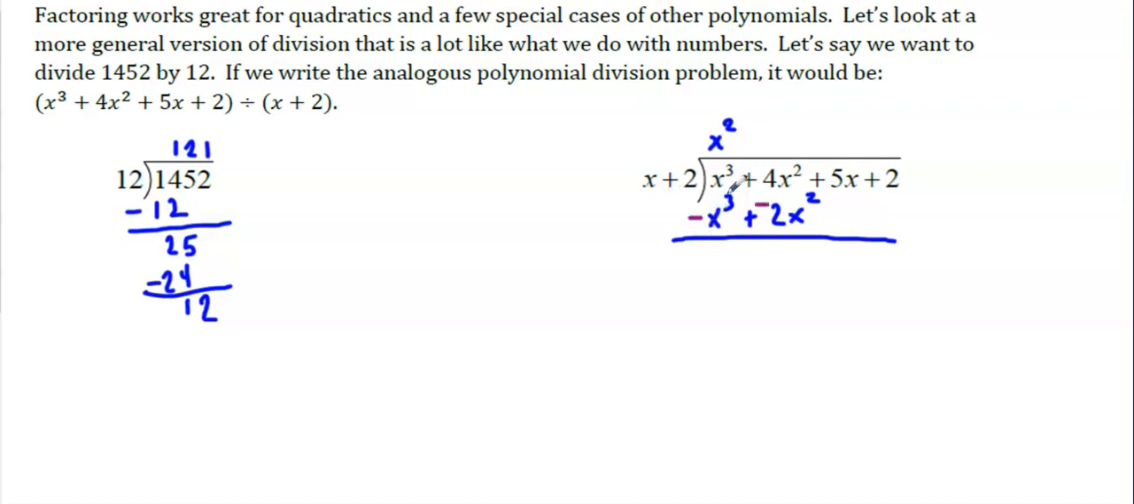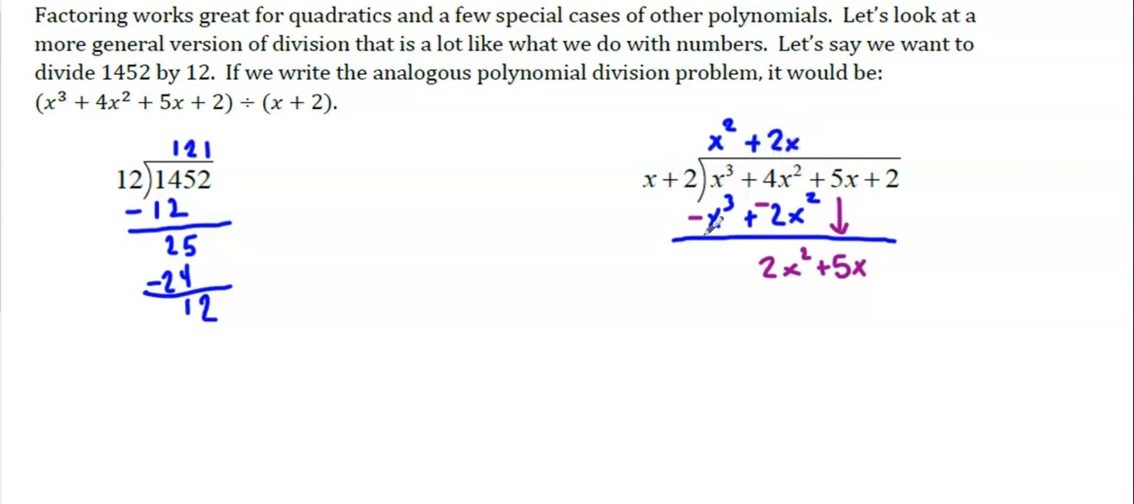Now I subtract. So I subtract x cubed minus x cubed. That should be 0 every time. Then I have 4x squared minus 2x squared to give me 2x squared. And I'll bring down this plus 5x. All right, now I need to see what do I multiply to x to get 2x squared. Well, 2x times x gives me 2x squared, so I'll put plus 2x.